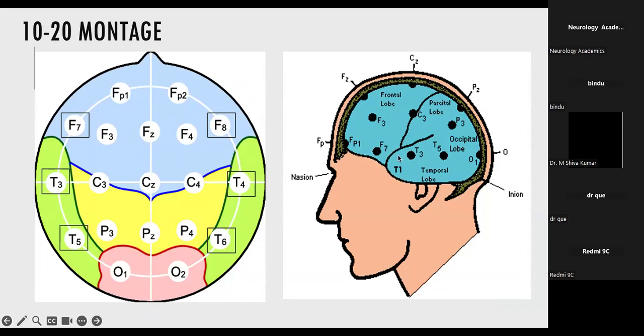Here we can see it in the sagittal image. F7 lies between the anterior temporal lobe and the inferior frontal lobe, T3 in the mid-temporal lobe, and T5 in the posterior temporal lobe, close to the temporo-occipital junction. You can also see T1 on the left side and T2 on the right side. These are also known as Silverman's electrodes. These two electrodes, T1 and T2, also pick up from the anterior temporal region.